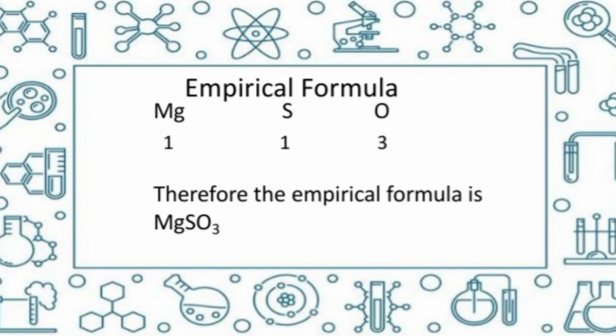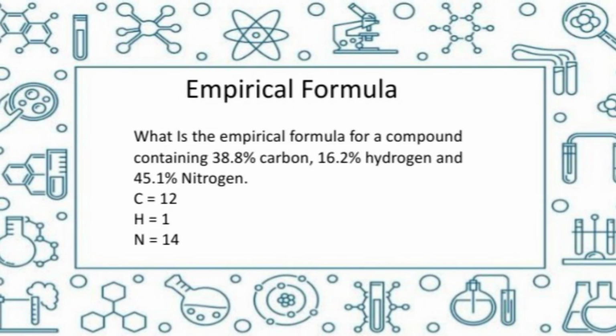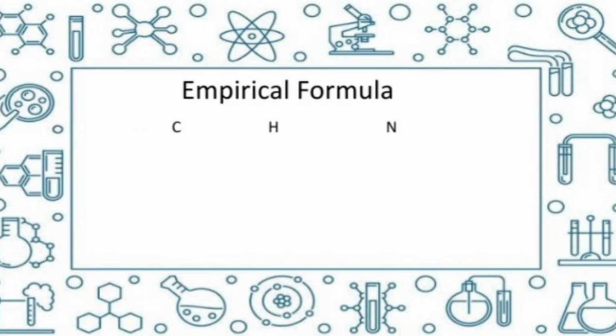Try this example. What is the empirical formula for a compound containing 38.8% carbon, 16.2% hydrogen and 45.1% nitrogen? Remember to first write out all the elements contained in the compound. They are carbon, hydrogen and nitrogen.